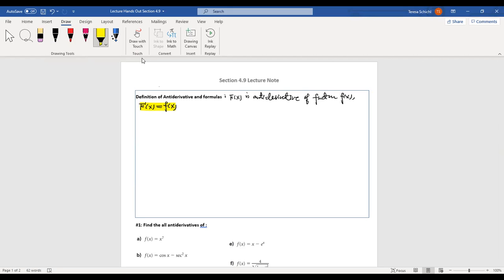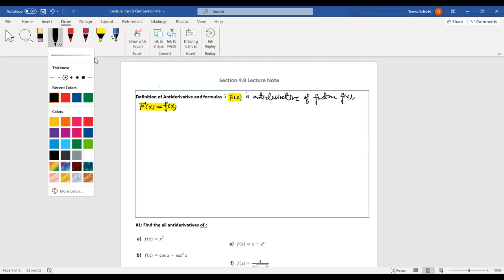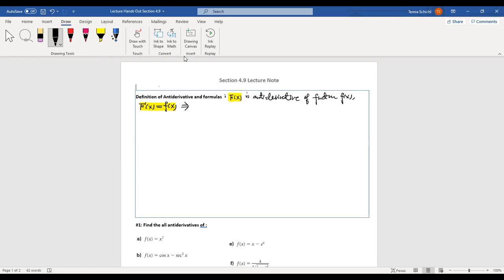So we say capital F of x is the antiderivative of lowercase f of x. And if capital F of x is an antiderivative of lowercase f of x, then all the antiderivatives will have this form: capital F of x plus C. This is all the antiderivatives for the lowercase f of x, right?